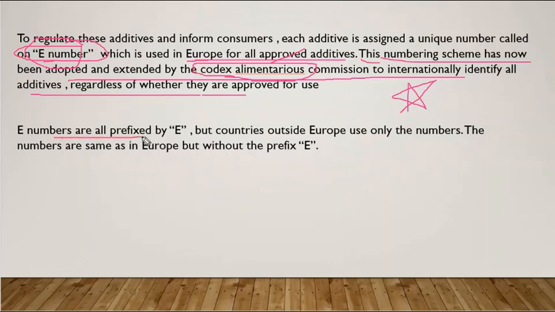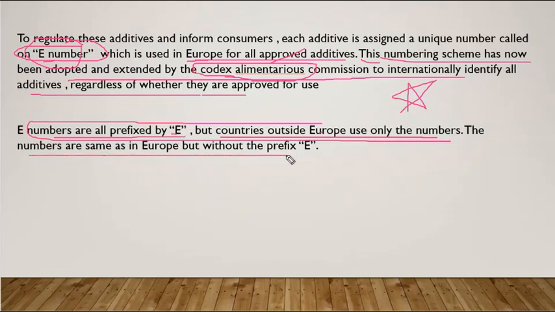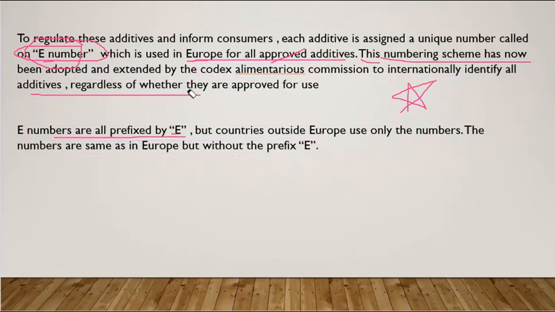E numbers are all prefixed by E, but countries outside Europe use only the number. This is also important. E means Europe, right? So it was used in Europe. Now the number is adopted by all of them, but the letter E is not used, without any prefix of E. This is the major difference between the E number used in Europe and in other countries. In this slide you have to remember these things.